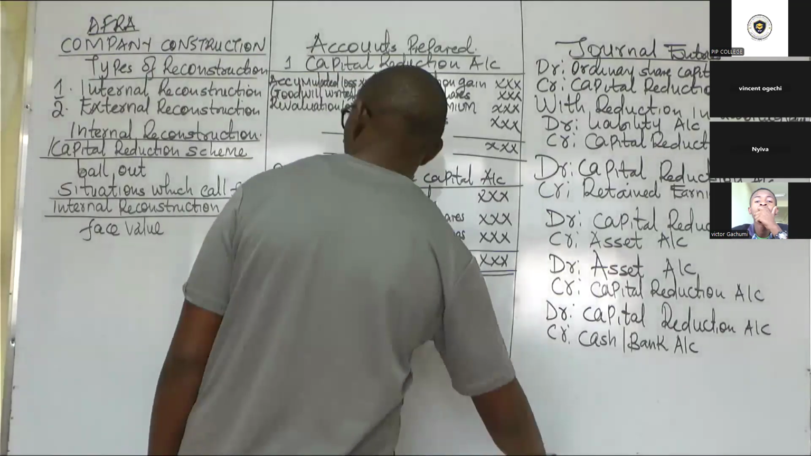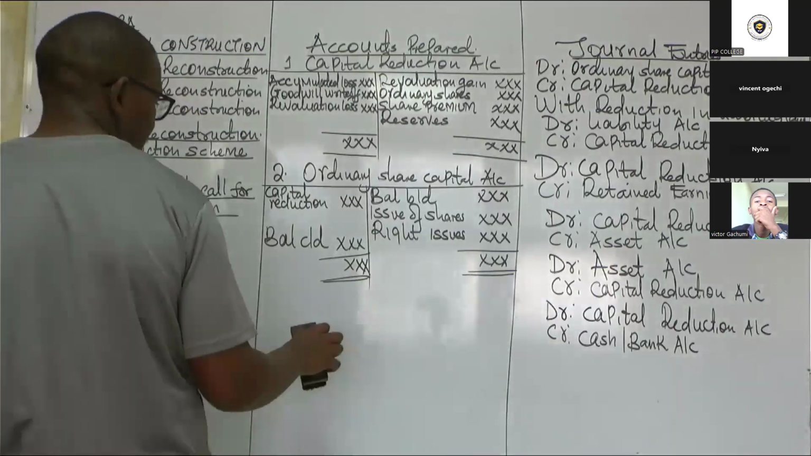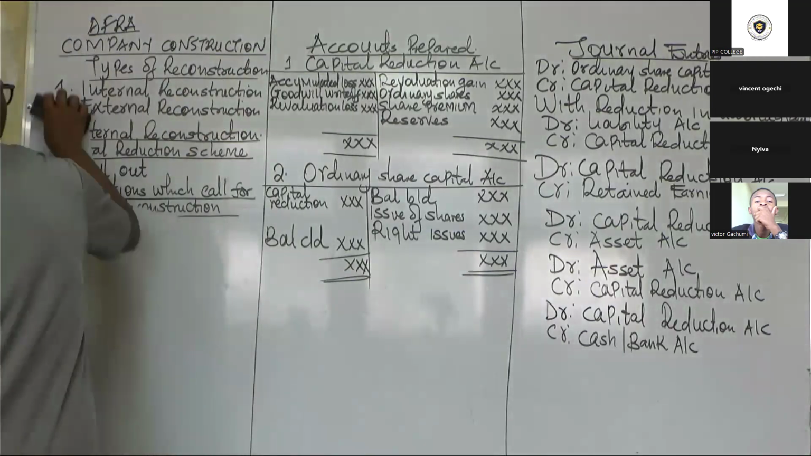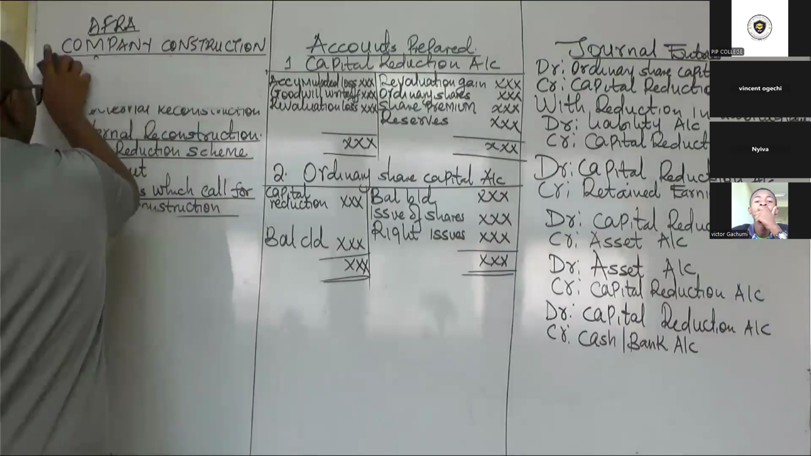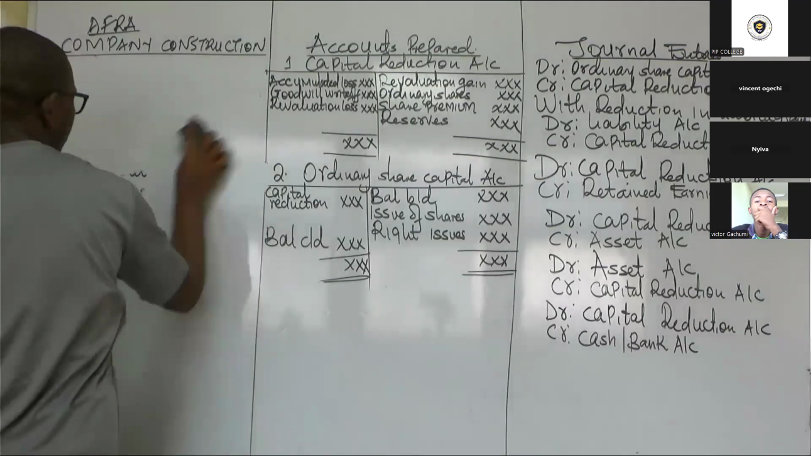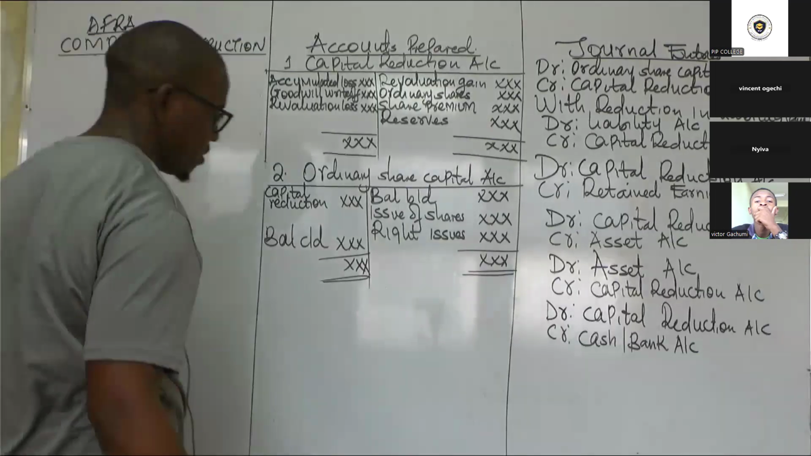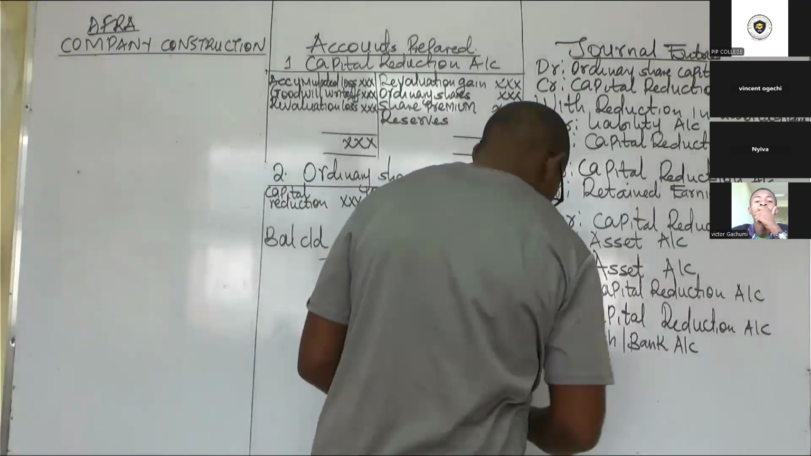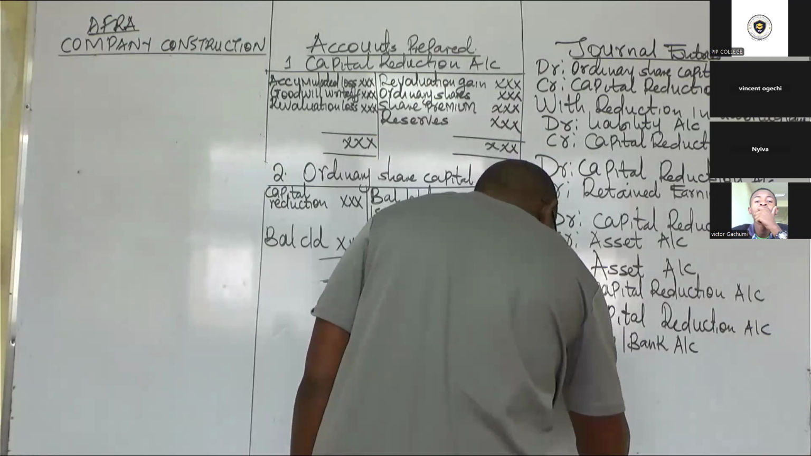That one is with the issue of shares. You issue shares, we know we receive cash, no? So you debit the cash or bank account.